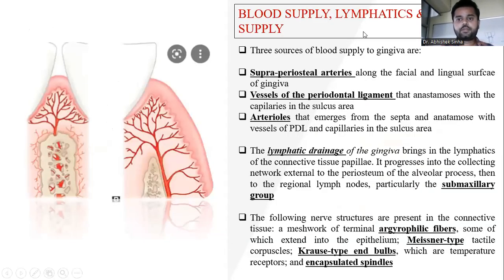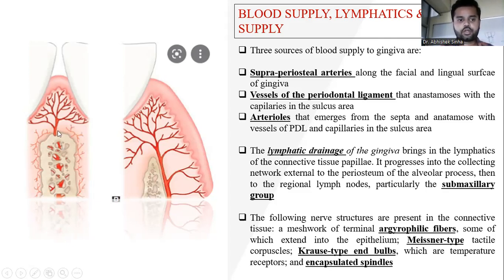Okay, coming to the blood supply, lymphatics, and nerve supply. There are three sources of blood supply to the gingiva. There are supraperiosteal arteries along the facial and the lingual surfaces. Then there are vessels of the periodontal ligament that anastomose with the capillaries in the sulcus area. And then there are arterioles which emerge from the septa and anastomose with the vessels of the PDL and capillaries in the sulcus area. What are supraperiosteal? Just above the periosteum. So these are the supraperiosteal arteries along the facial and lingual surfaces of the gingiva.